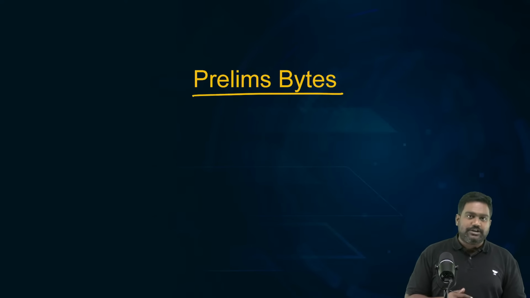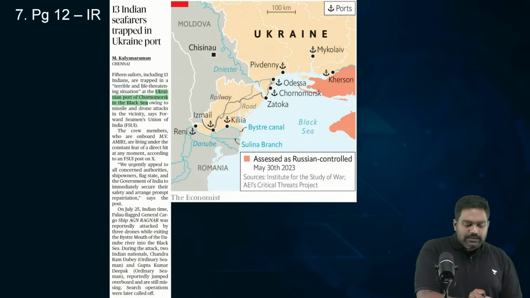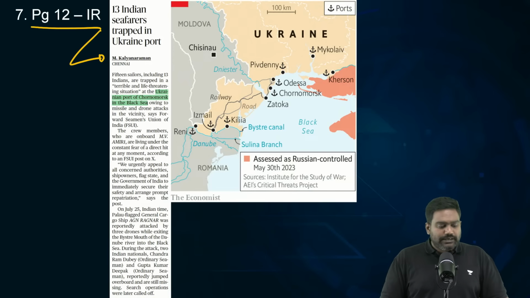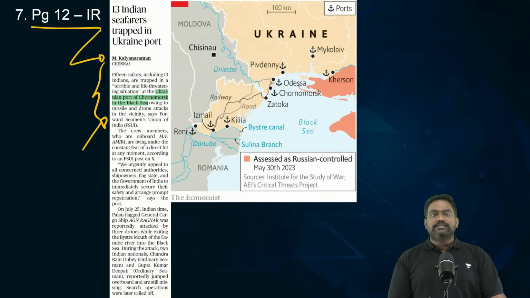Now, coming to the prelim section, we have three small articles. Let's take a quick look. On page 12, there's an article referring to 13 Indian seafarers being stuck in a Ukrainian port because of the ongoing missile and drone attacks in Black Sea.